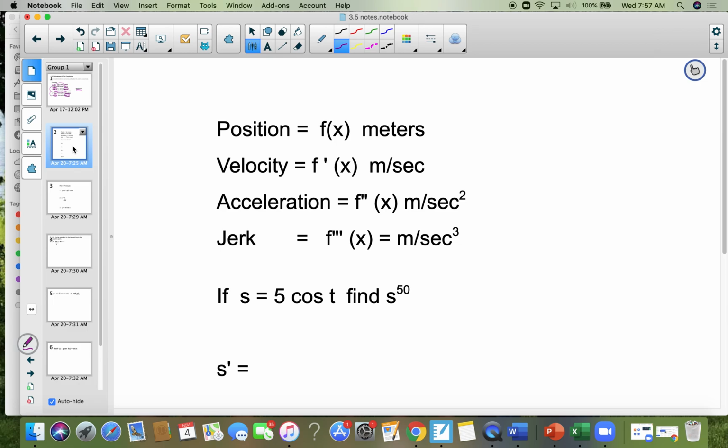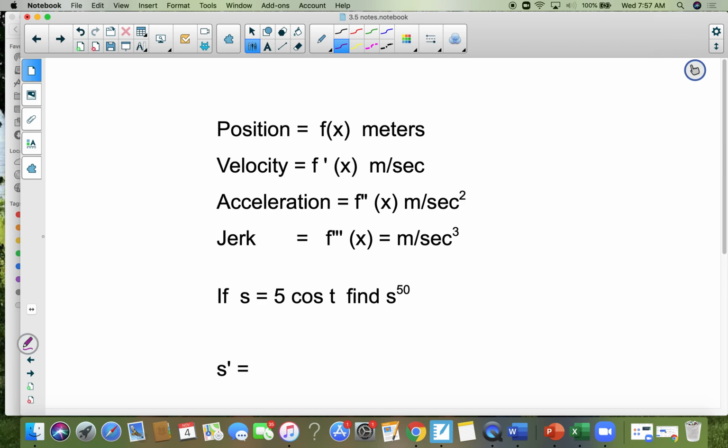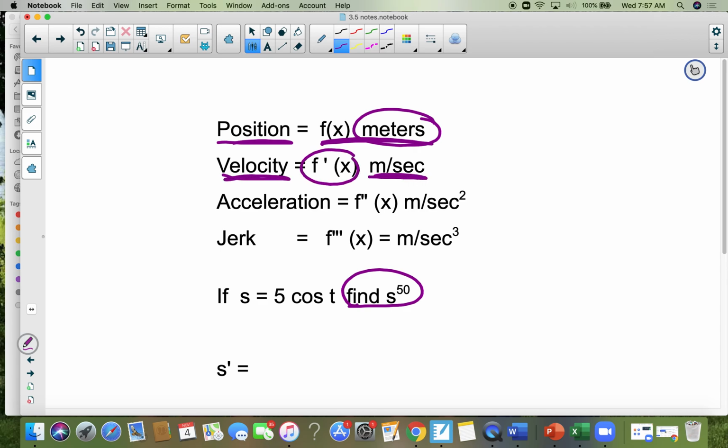We're just gonna find the 50th derivative if s equals 5 cosine of t. Again, let's go through this. This was in other notes. The position, f of x, you label it in meters. Velocity is derivative, meters per second. Acceleration is double derivative, meters per second squared. And jerk is the third derivative, and it's meters per second cubed.